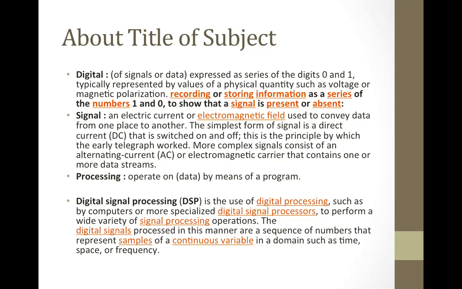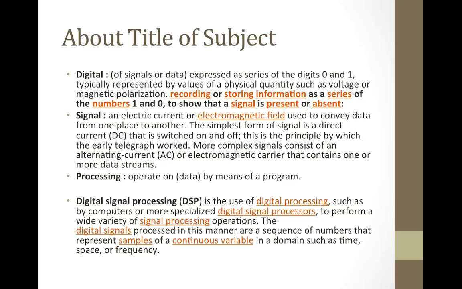So what is digital? Digital is nothing but a series of 1 and 0. A number is represented by a series of digits 0 and 1. This is typically used to represent the values of physical quantities such as voltage, magnetic polarization, or for storing information about the signal in terms of digits 0 and 1. This is a very good technique to store information.